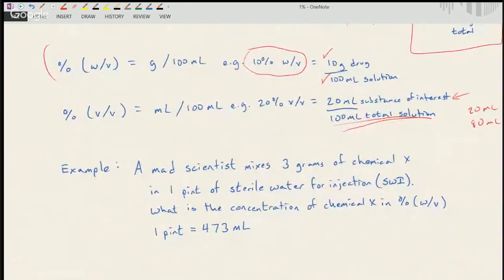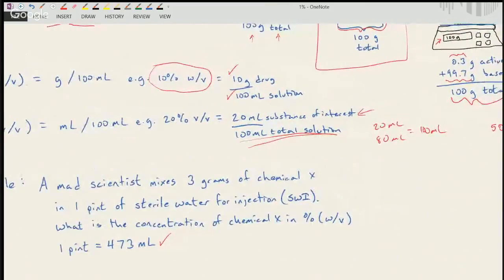We have a mad scientist, and he mixes 3 grams of chemical X in 1 pint of sterile water for injection. What is the concentration of chemical X in terms of percent weight per volume? And just for your reference, 1 pint is 473 mLs. So what is the concentration? We have 3 grams of chemical X, and we have 473 mLs of total solution.